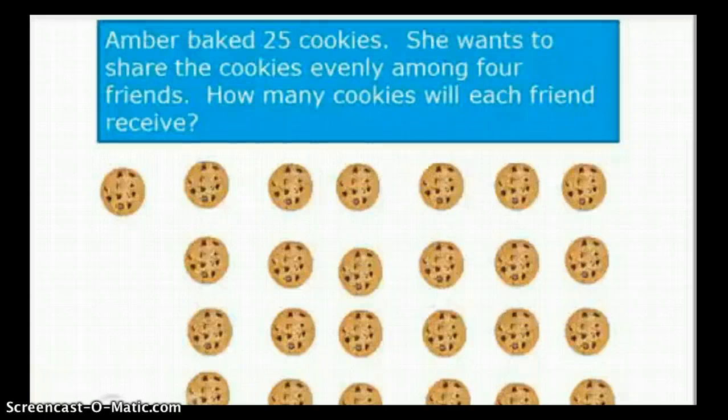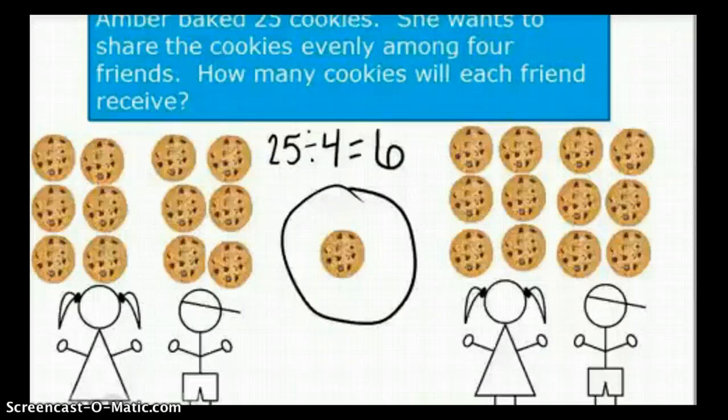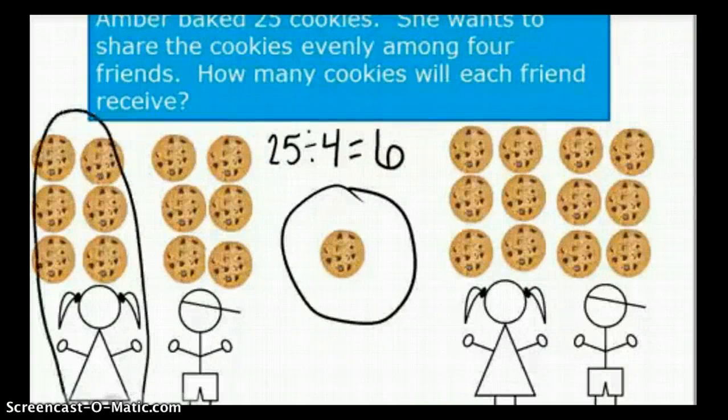In this problem, Amber baked 25 cookies. She wants to share the cookies evenly among 4 friends. How many cookies will each friend receive? We know that if we divide 24 into 4 equal groups, we will have 1 cookie remaining. So in this picture, each one of my friends has 6 cookies. But we have 1 cookie in the middle that's still left over, or it's a remainder.